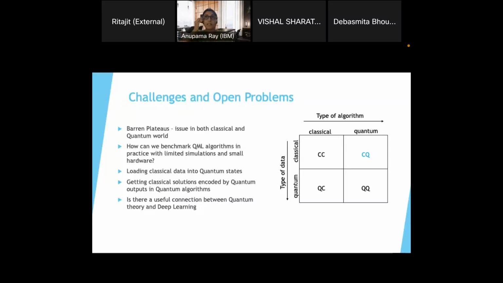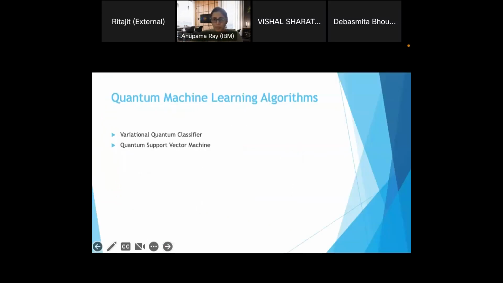Of course, state space encoding is a problem. Whenever you load classical data into quantum states, that's called encoding. And we're still trying to come up with better mechanisms of loading classical data to quantum states. Then, how can we get classical solutions which are encoded in quantum outputs, and several others. We're going to look at some solutions to some of these problems today.